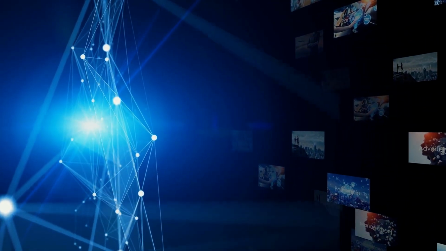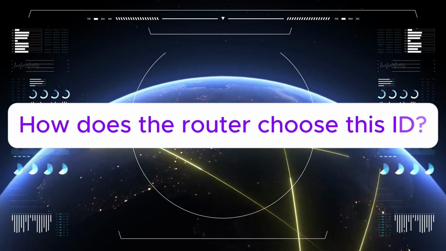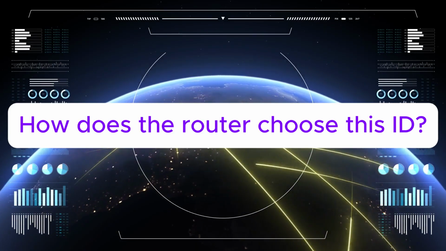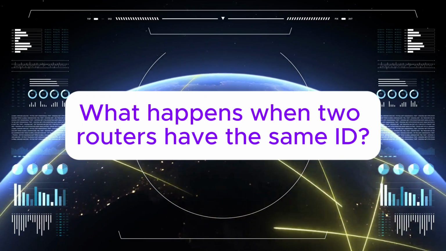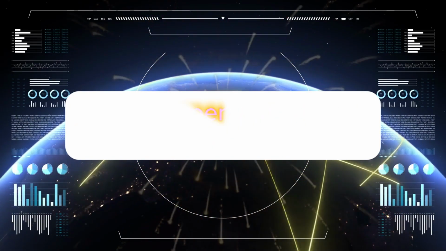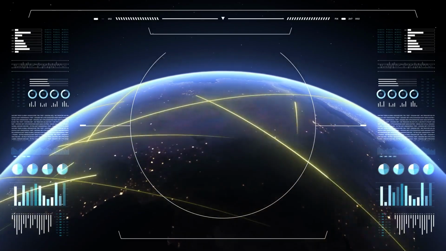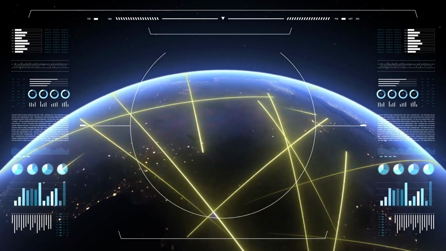Today, we will answer two questions. How does the router choose this ID automatically if we don't configure it? What happens when two routers have the same ID? Spoiler, it explodes. The rules for choosing a router ID are strict.